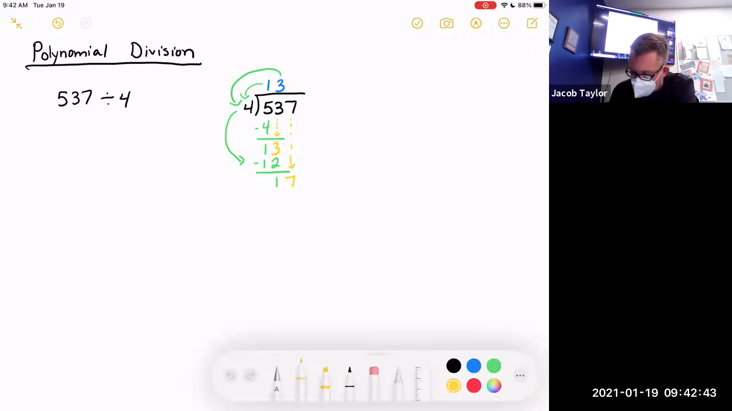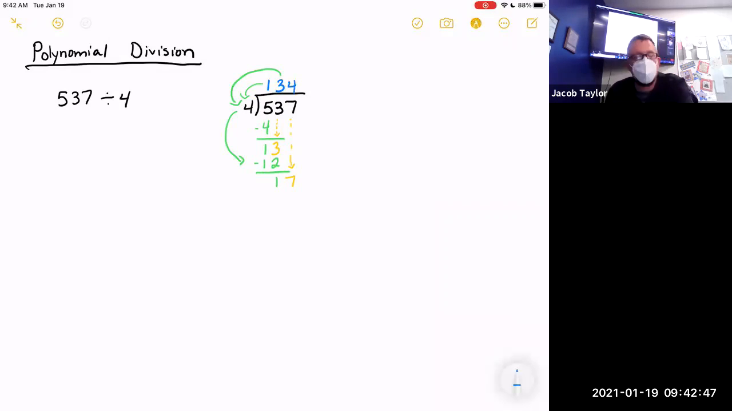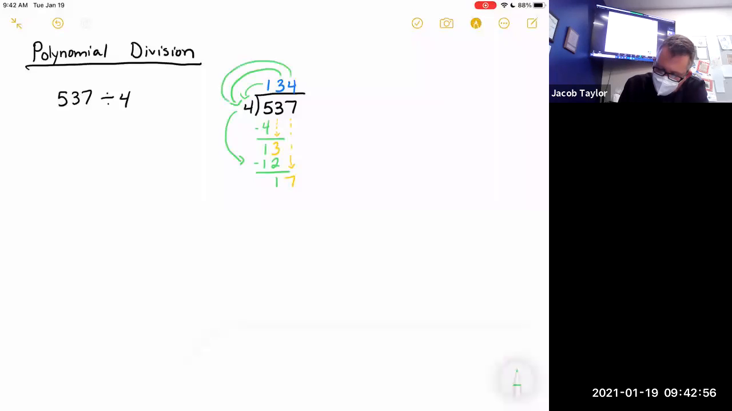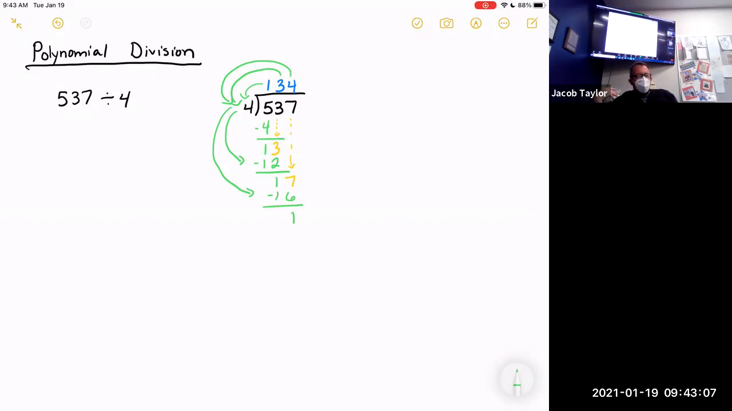Good. 4 times 4 gives me 16, which is the biggest thing I can multiply it by. Or another way to say that is 17 divided by 4 is 4 with a little bit left over. Okay, then we do 4 times 4, which is, as Shelby pointed out, 16, which is 1. And now we don't have any more numbers to bring down.